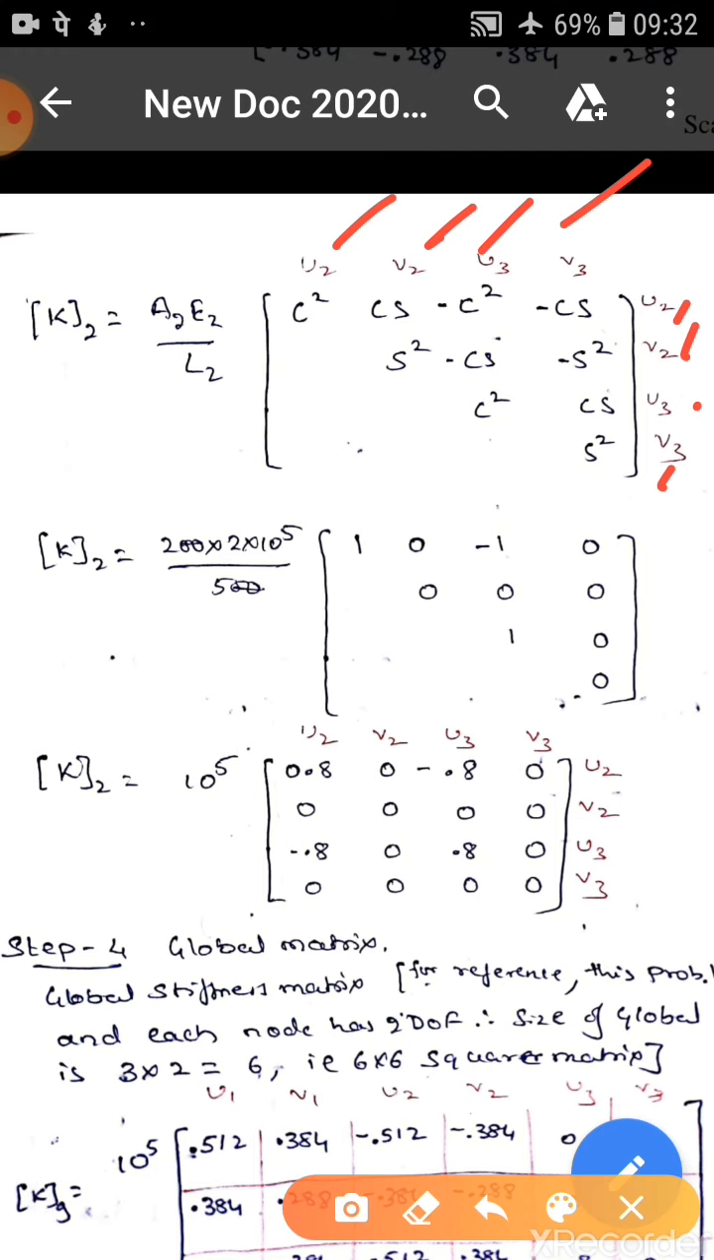Next, I simplify and substitute the values of all these C square, CS and S square values. Area is 200, Young's modulus is 2 into 10 raised to 5, and length is 500. Again you take the product of 200 into 2 divided by 500, which comes out to be 0.8, and multiply that into this final stiffness matrix. 10 raised to 5 is kept common. Substituting the rest of the values inside, you will get 0.8, 0, minus 0.8, 0, and so on, and the last row is all zeros.